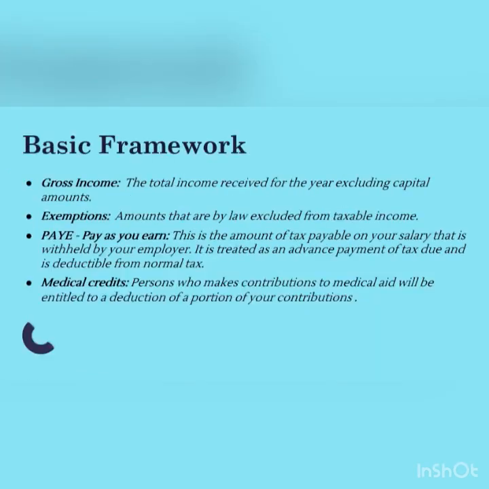Good day. I will walk us through the basic framework. I'll start off by defining a couple of definitions. The first one being gross income, and it can be defined as the total income received for the year, excluding capital amounts. Capital amounts, among other things, include once-off amounts, such as the money that you receive from selling a capital asset like machinery in your business. Exemptions can be defined as the amount that is excluded from your taxable income by law.